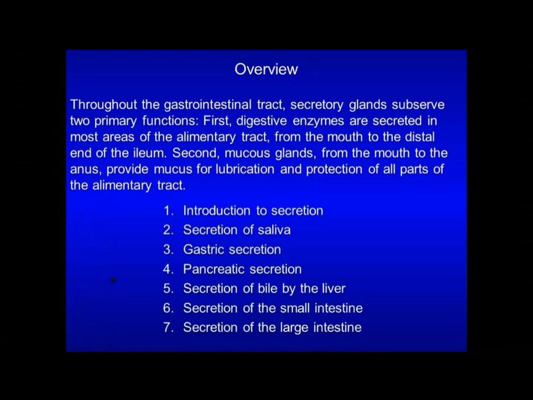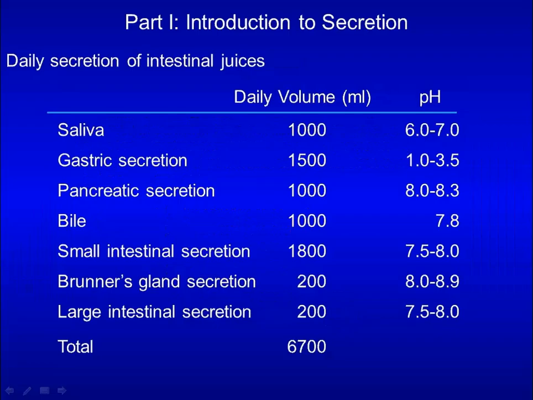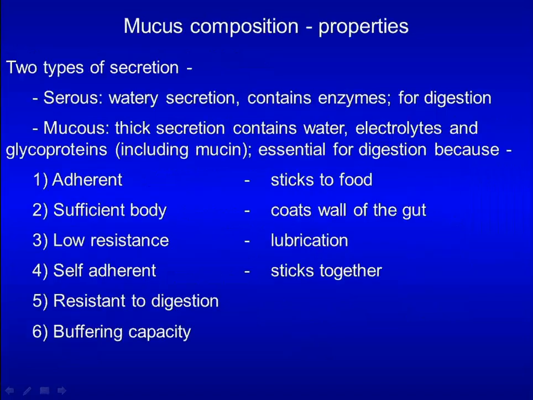First, I will give you a brief introduction to secretion. Here's a table that provides the amount of secretion each secretory gland normally secretes each day and the pH. This table shows small intestine has the most secretion, followed by stomach. There are 2 types of secretions. One is serous secretion. The other one is a mucus secretion.